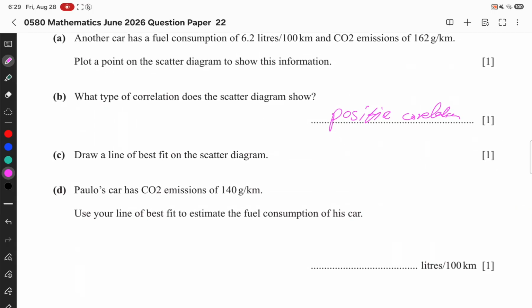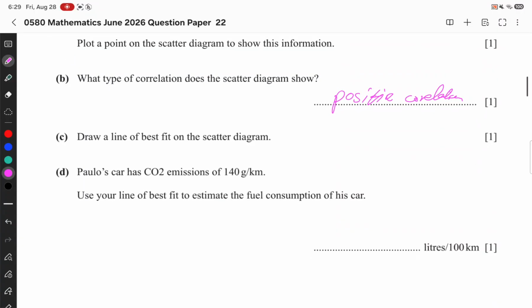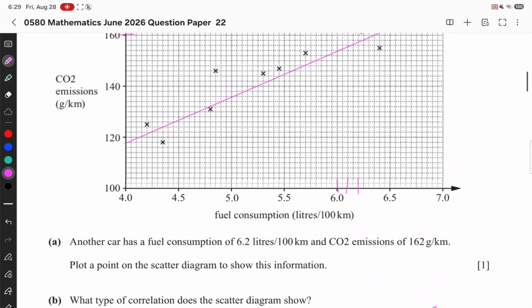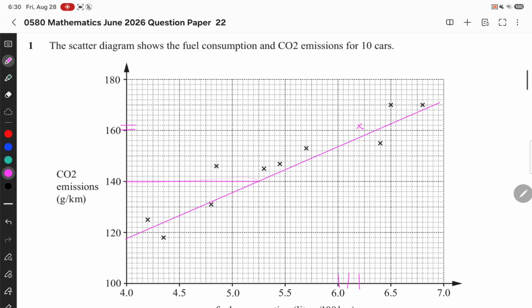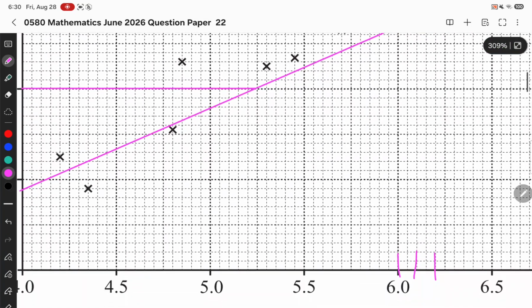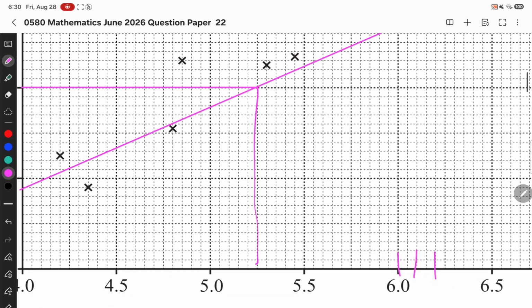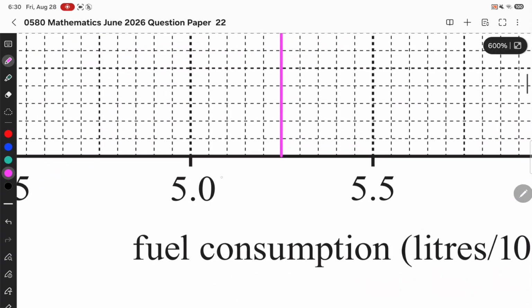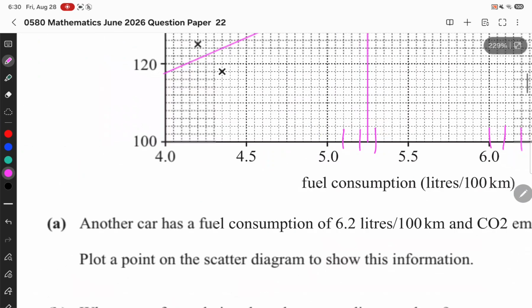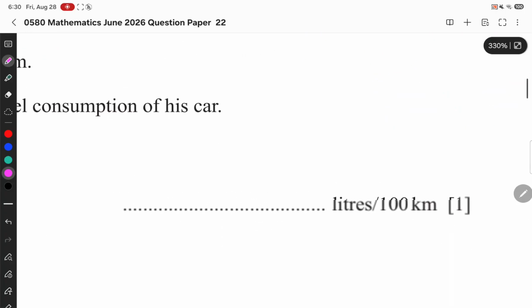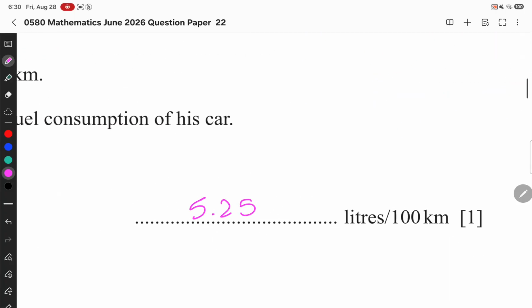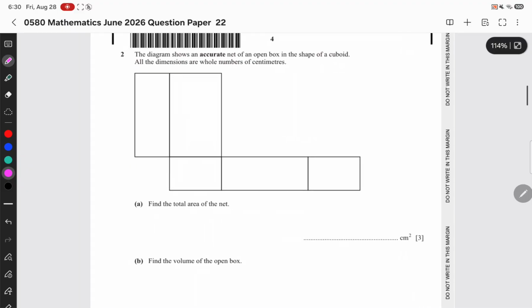Paul's car has CO2 emissions of 140 grams per kilometer. Use the best line of fit to estimate the fuel consumption of his car. We can see it directly lands on a nice integer. Oh my god. Okay, this is not a nice point. So this is 5.2, 5.3, in between, the mean of 5.2 and 5.3. So this is 5.25 liters per 100 kilometers.